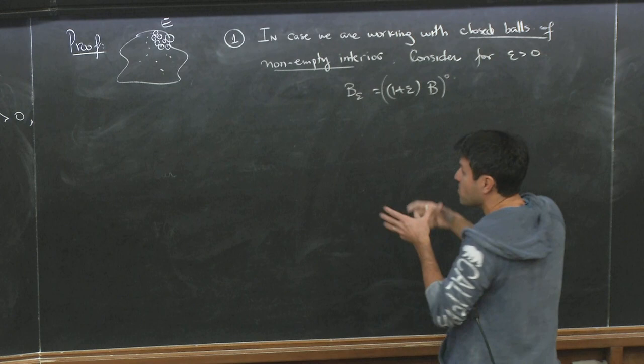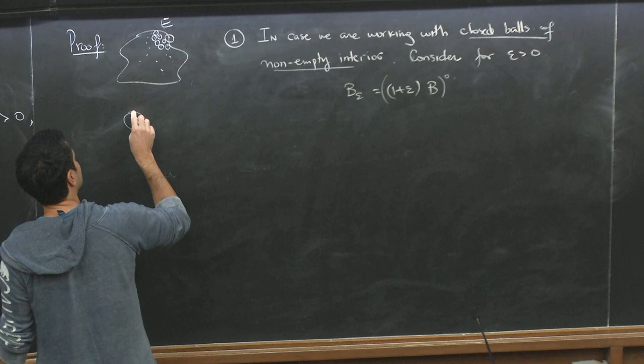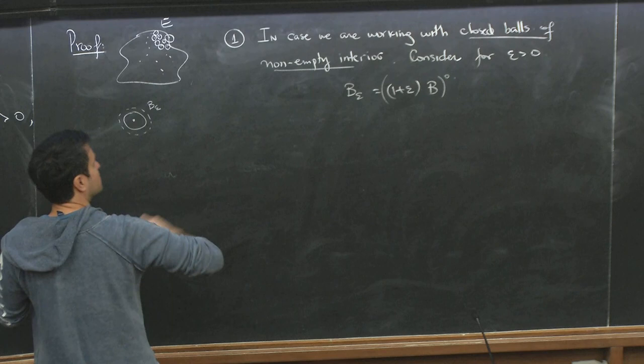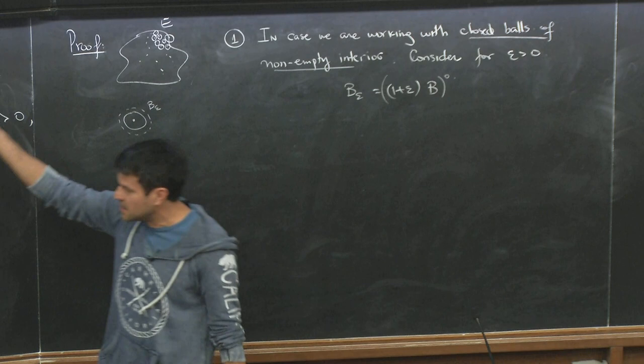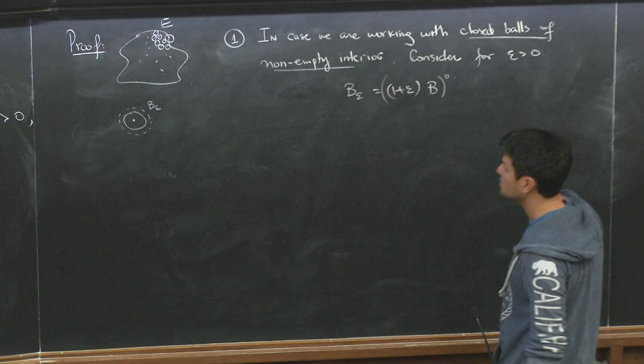Consider an open ball that contains a ball in your collection. You can consider a little open ball here, dilated by 1 over epsilon. And then you get a new collection. You fix an epsilon. You get a new collection, now of open balls, that is still a Vitali covering. And then you prove the result for this collection. And then you send epsilon to 0, so you obtain the result for your old collection.